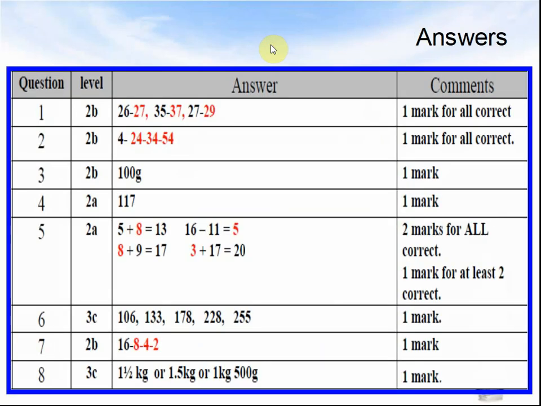Here are the answers. Question 1. 26, 27. 35, 37. 27, 29. Question 2. 4, 24, 34, 54. Question 3. 100 grams. Question 4. 117. Question 5. 5 plus 8 equals 13. 16 take away 11 equals 5. 8 plus 9 equals 17. 3 plus 17 equals 20.